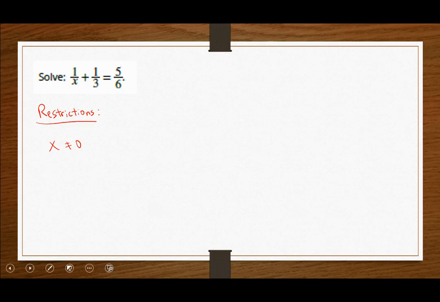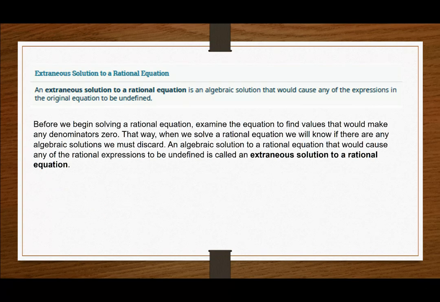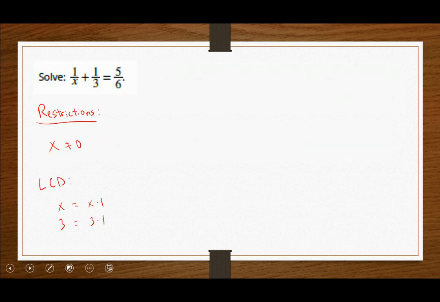The next thing we need to identify is the LCD value. So how do we find the LCD value in this case? We take a look at the denominator expressions. What are the factors? So we have x, which really doesn't factor to give me anything other than x times 1. 3, which doesn't factor to give me anything other than 3 times 1. And 6, which factors to give me 2 times 3.